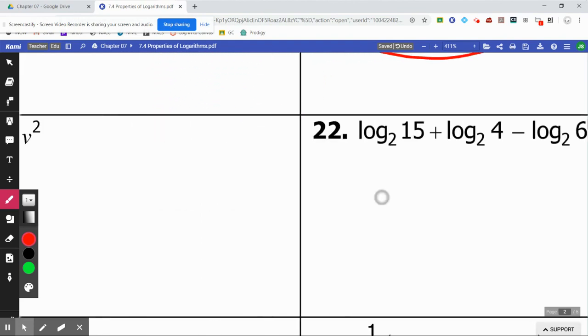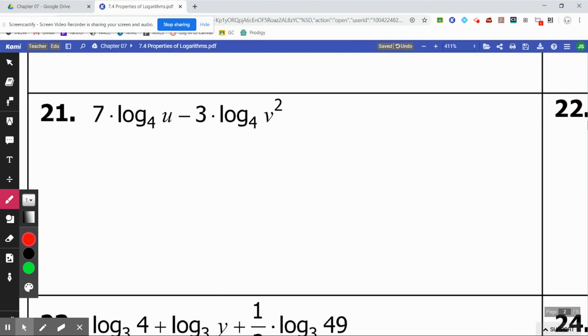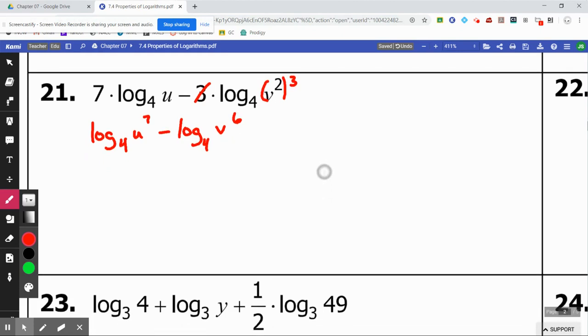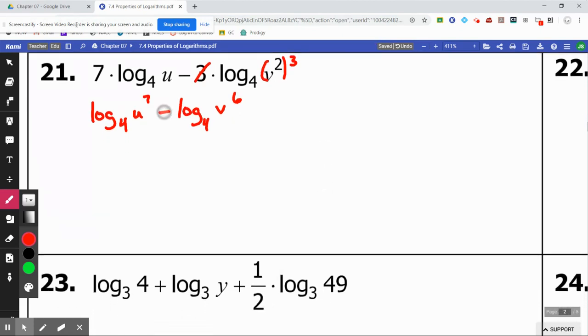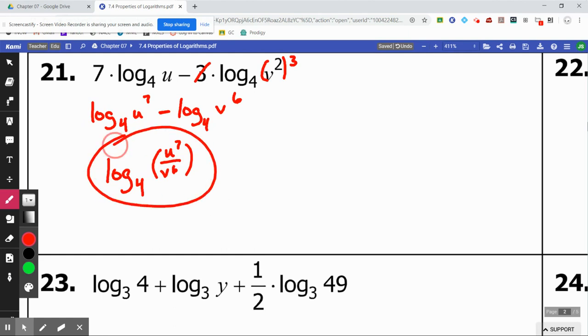Number 21. All numbers out front can be brought up to the exponents. That's log base 4 of u to the 7th minus log base 4 of v. Now you've already got a 2 up there, so when you bring it up here, you're going to raise that to the 3rd power. A power to power, you're going to have to multiply those powers. Now you have the difference of a log. So a difference we're going to rewrite as a quotient. That'd be u to the 7th over v to the 6th.